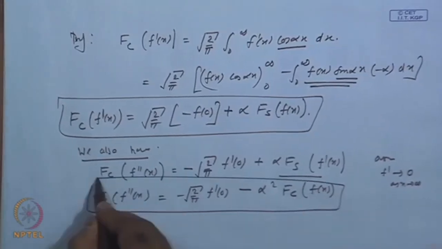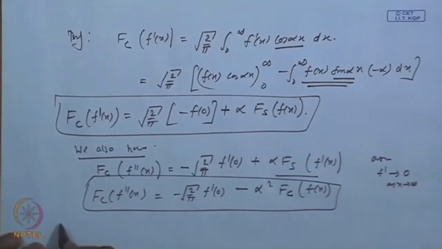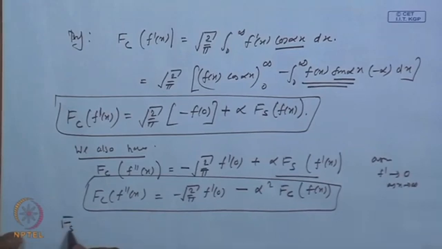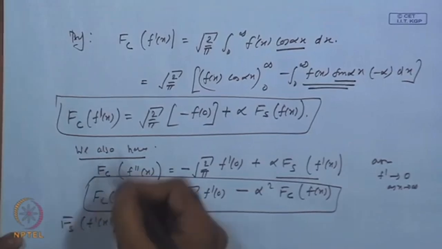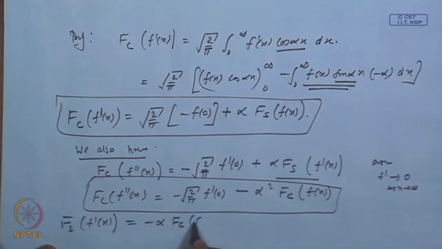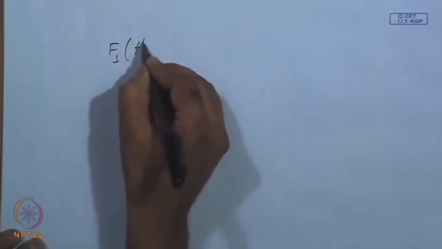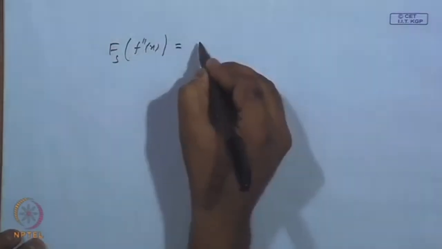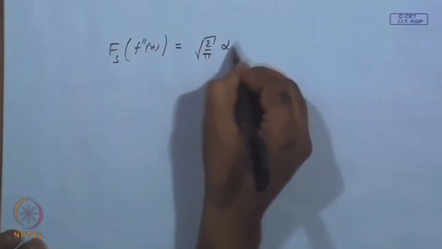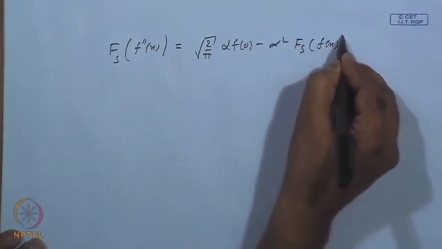So, this is this, and similarly we can go for the sine function. For sine, the Fourier sine transform of f prime(x), with a similar trick, we will get minus alpha times the Fourier cosine transform of f(x), and for the second derivative, the Fourier sine transform of f double prime(x) is square root 2 over pi alpha f(0) minus alpha square times the Fourier sine transform of f(x).